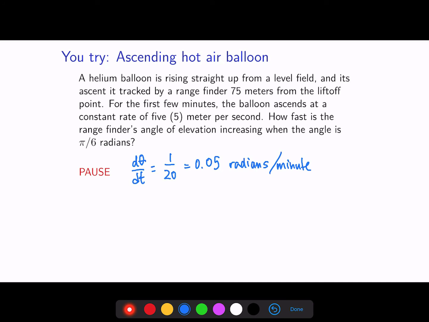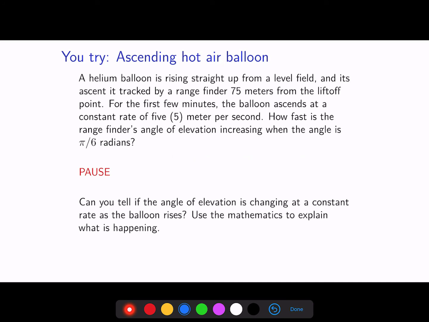Now that you've done that, I want you to ask yourself this question. Can you tell if the angle of elevation is changing at a constant rate as the balloon rises? Can you tell from what you calculated, or from the calculations you've done, is that angle of elevation changing at a constant rate? Use the mathematics to explain what's happening, and then ask yourself, does that agree with your experience as a person?